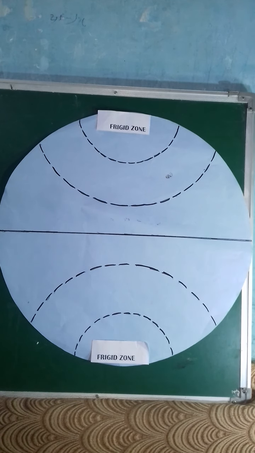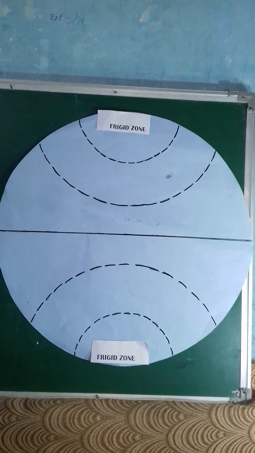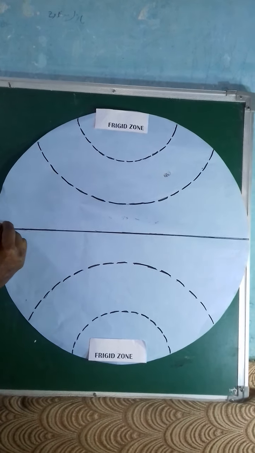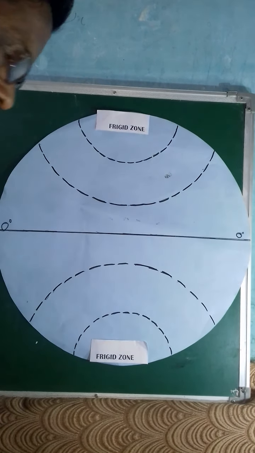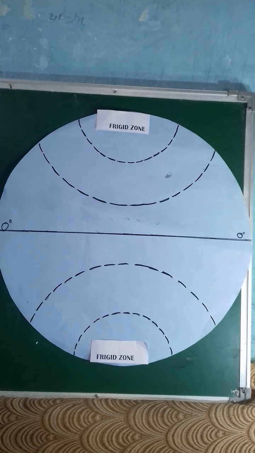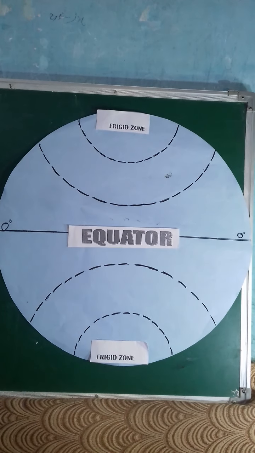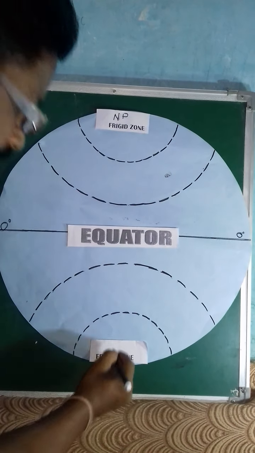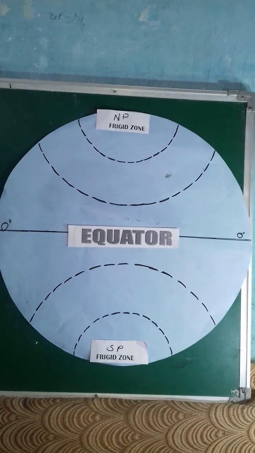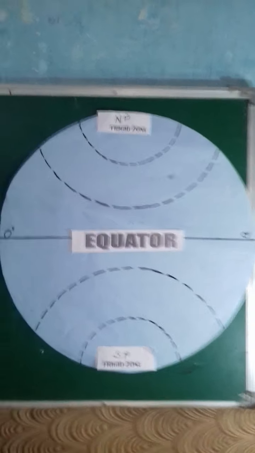Then, the line which you see in the middle is the equator. And equator is 0 degrees. This is 0 degree, the equator. Then let us go from the north to south. This is North Pole and this is South Pole. Hope you all can see this. Is it clear?